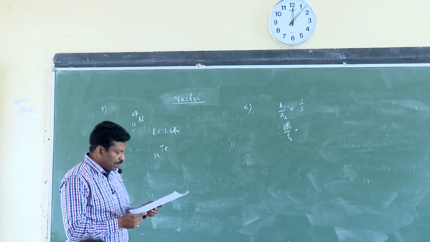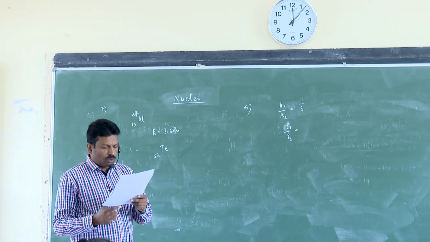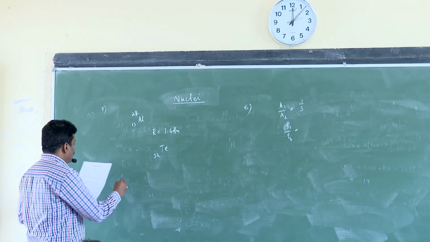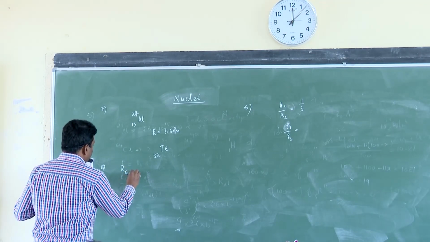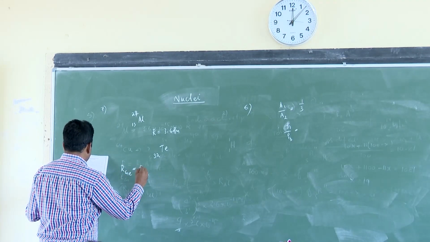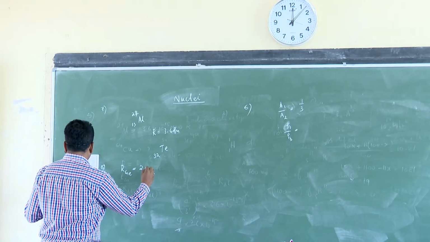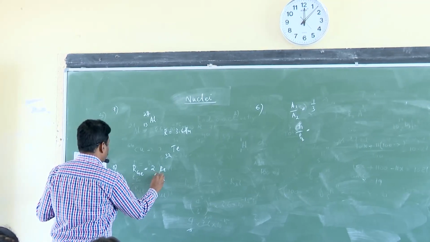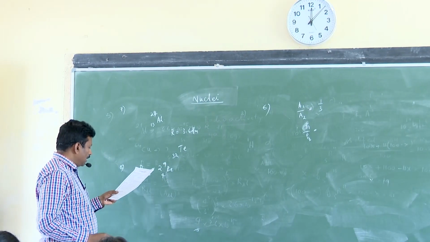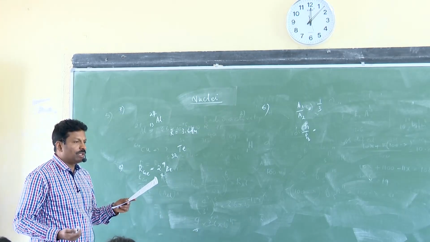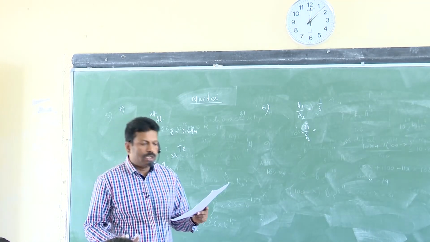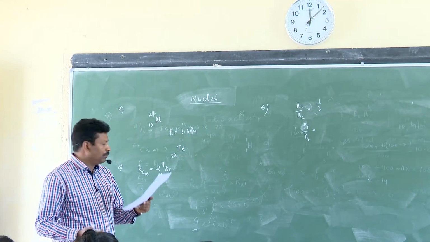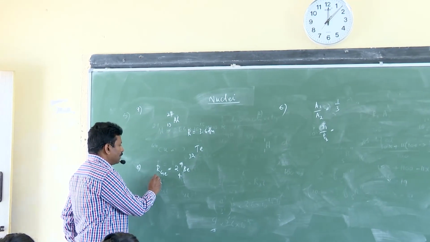Question number 8. The radius of germanium nuclide is measured to be twice the radius of beryllium. So the radius of germanium is twice the radius of beryllium. Beryllium is 4, 9. Germanium has atomic number 32. So what is the number of nucleons in germanium?